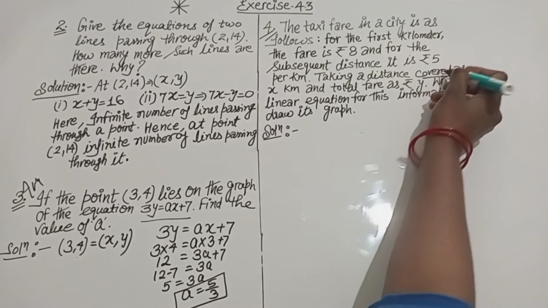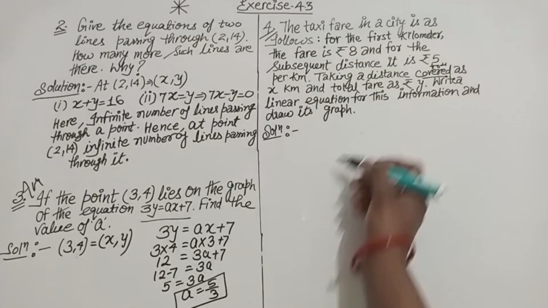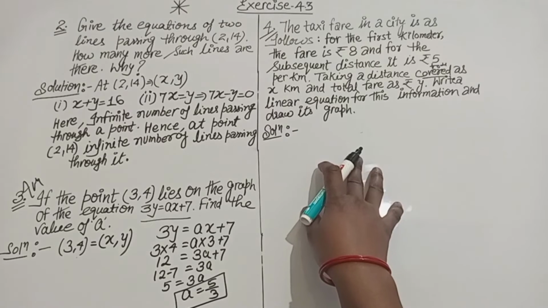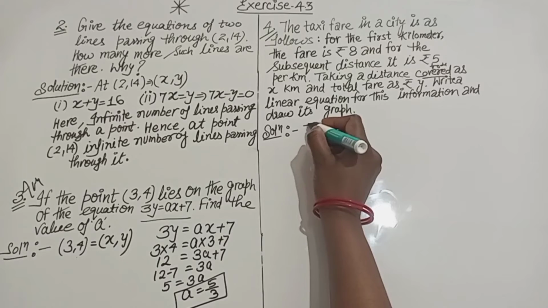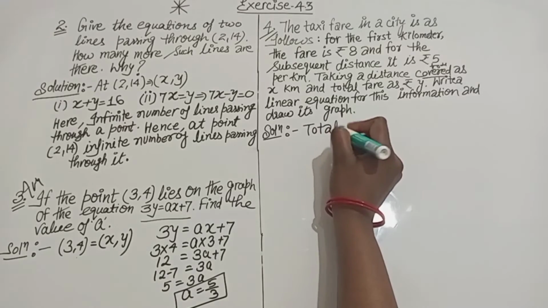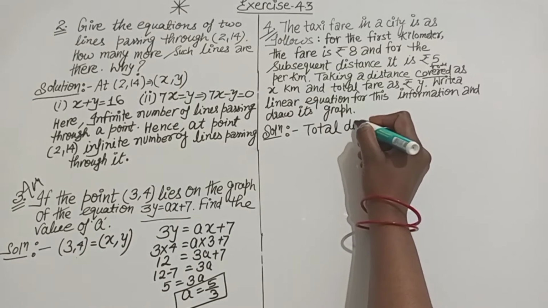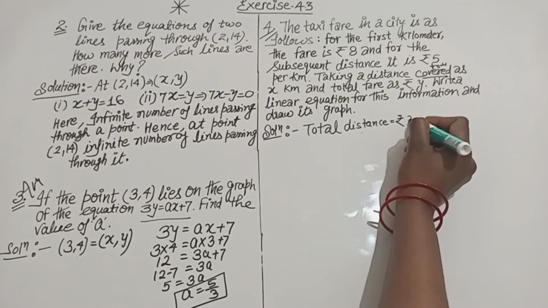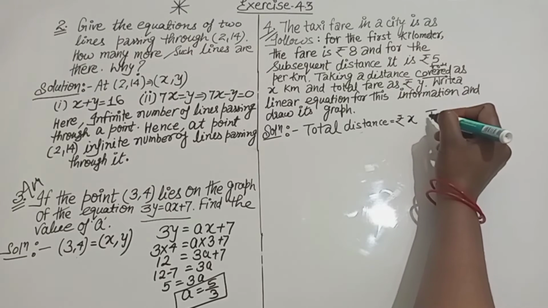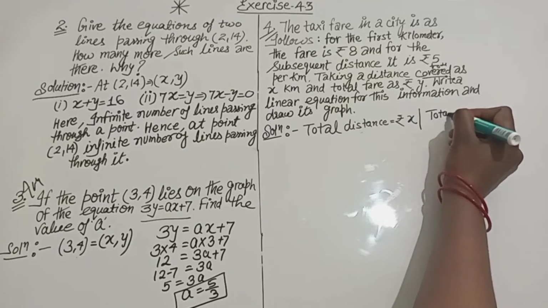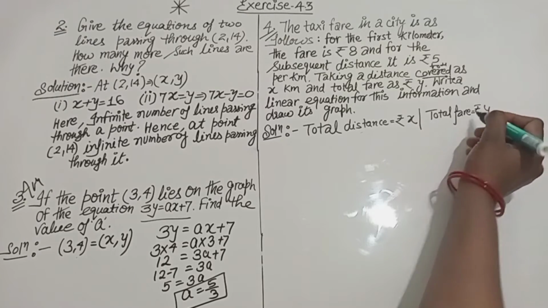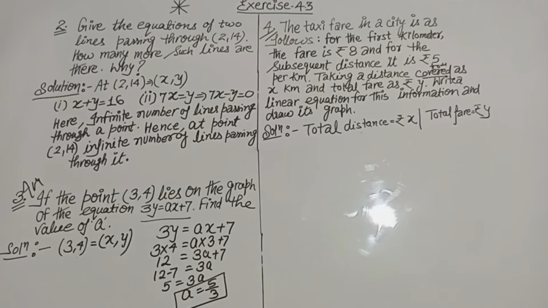Here, the total distance covered is x kilometers and the total fare is y rupees. Write a linear equation for this information and draw its graph. So the total distance is x kilometers, and the total fare is rupees y.